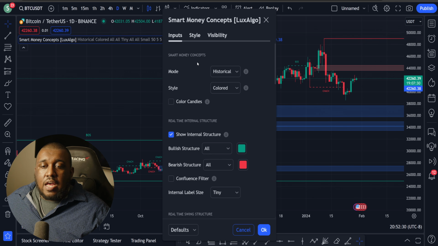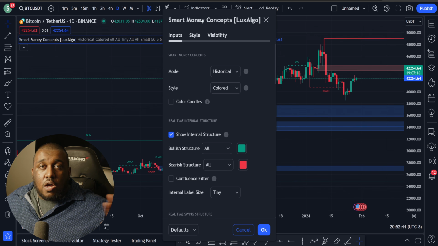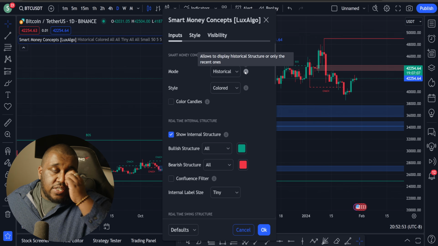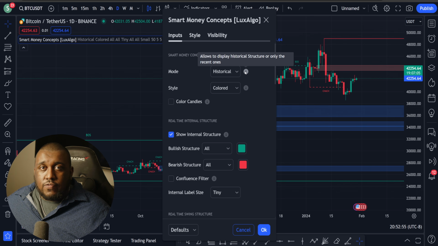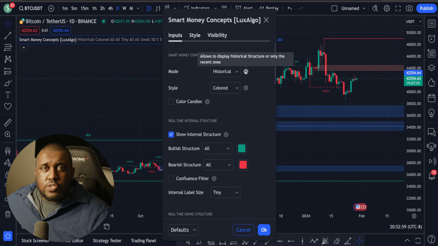That's the first section. I would say this is probably where you're going to make one change and not really mess around with it too much. You're going to have mode, historical, and present. I would keep this as historical so you can see a lot more long-term data. If you go over here to this eye and just hover, you don't have to click, it'll say allows to display historical structure or only the recent ones. I want you to have everything so you can have the full picture. You can always zoom in on the full picture if you want to, but having the full picture is usually the best thing.